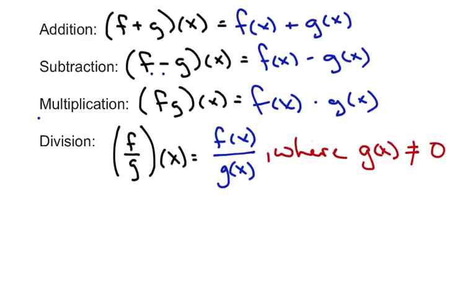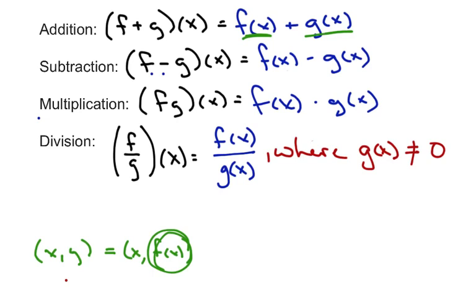Now if we look back to these definitions of addition, subtraction, multiplication, and division, what we're adding and subtracting and multiplying and dividing are actually y coordinates. Remember, if we have an ordered pair x, y, we find out what the y coordinate is by plugging into the function. So it's really x comma f of x. So when we want to do this addition, f of x plus g of x, what we're really going to add together are the same y coordinates. We don't do anything to the x coordinates.